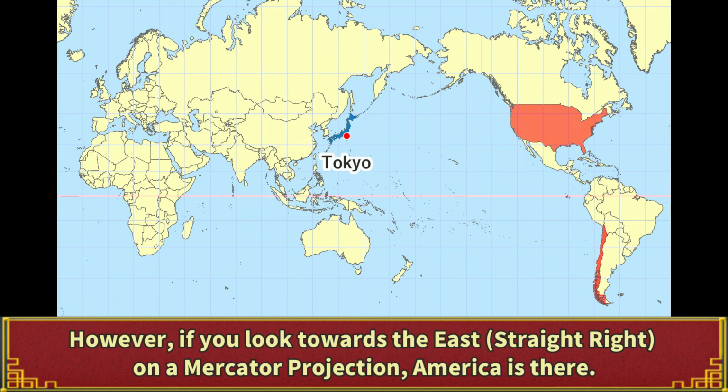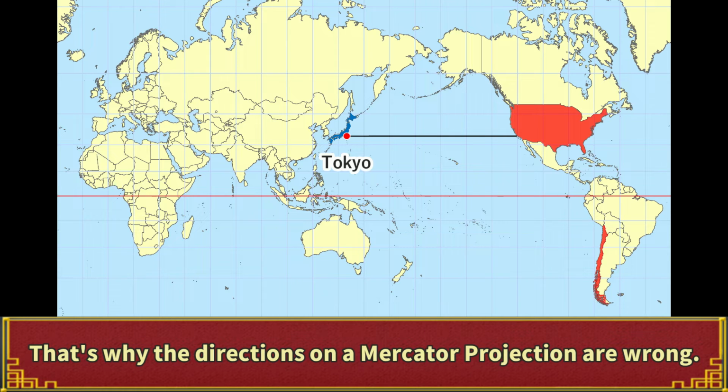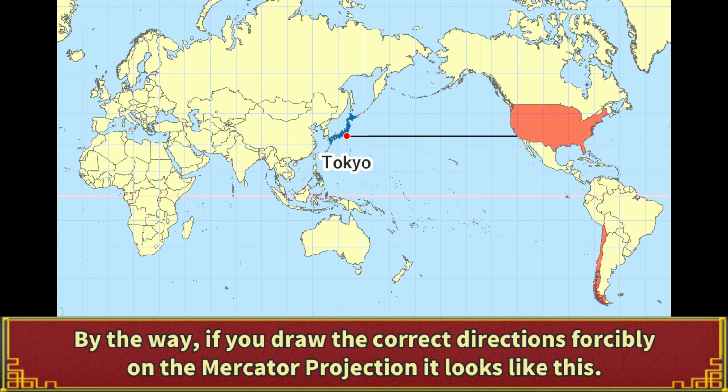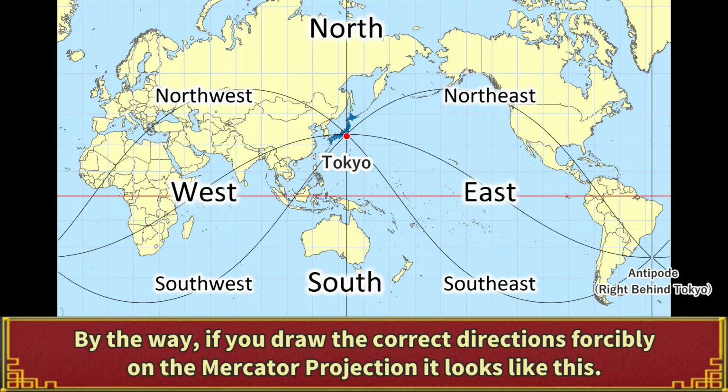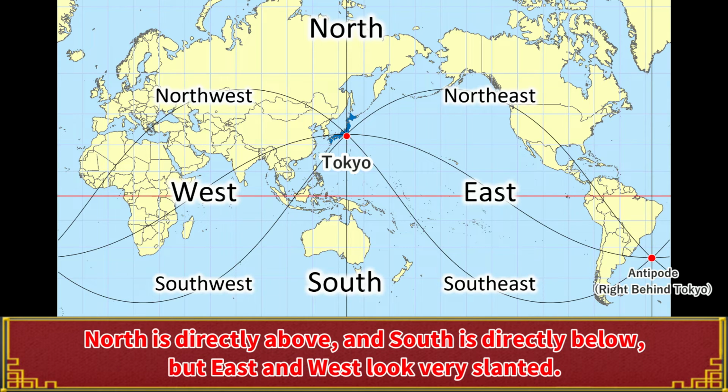However, if you look towards the east on a Mercator projection, America is there. That's why the directions on a Mercator projection are wrong. No kidding. By the way, if you draw the correct directions forcibly on the Mercator projection, it looks like this. Oh my god, north is directly above and south is directly below, but east and west look very slanted.